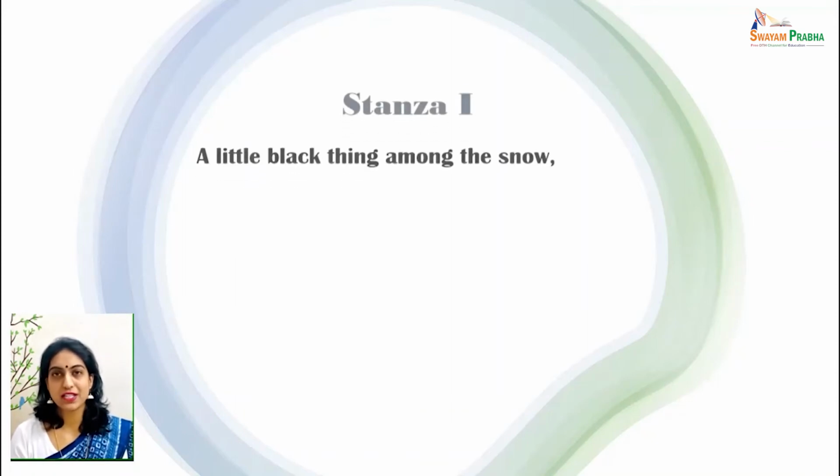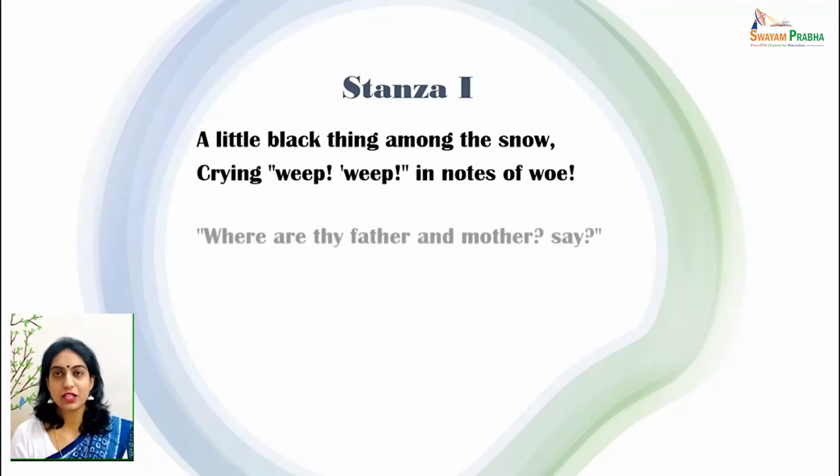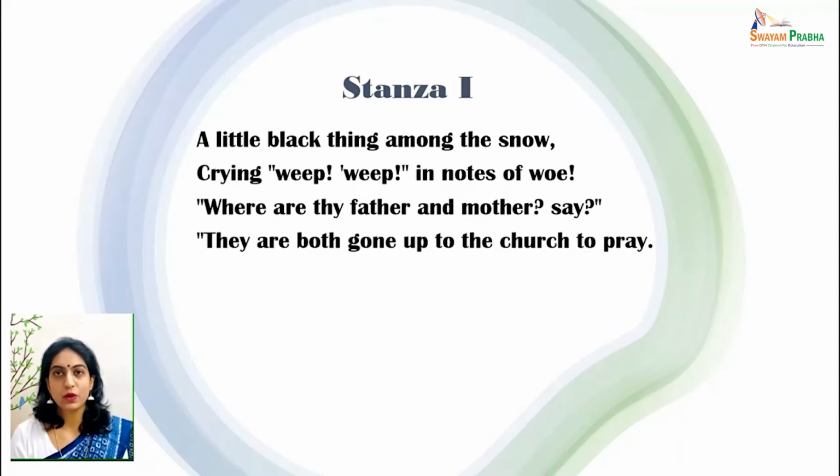So the first stanza reads as, "A little black thing among the snow, crying, weep, weep in notes of woe. Where are thy father and mother? Say, they are both gone up to the church to pray."